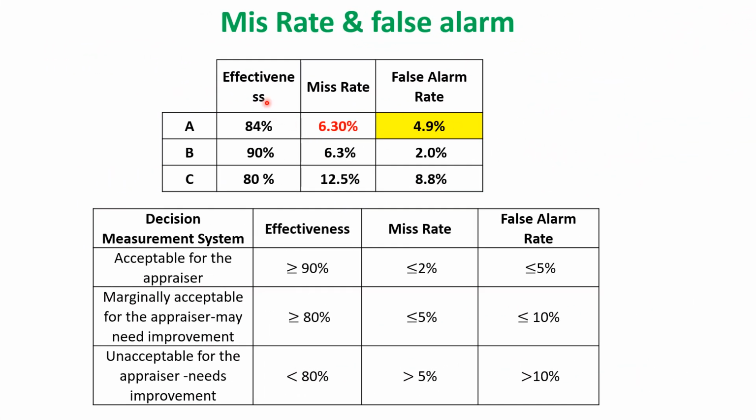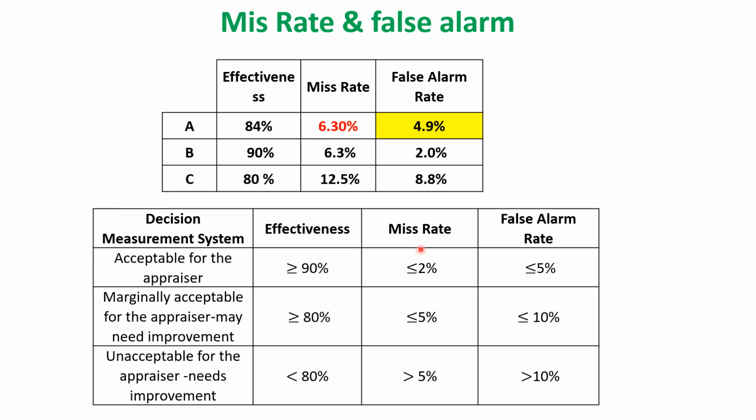Similarly, you can calculate effectiveness, miss rate and false alarm rate for operator B and operator C. So these are the values. The same methodology is used for the calculation of this terminology. Now what is important is the acceptance criteria for effectiveness. It should be more than 90%. If it is between 80 to 90%, then it is marginally accepted. If it is less than 80%, it is not accepted.